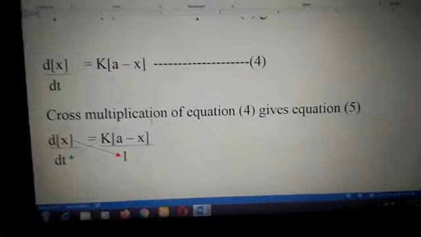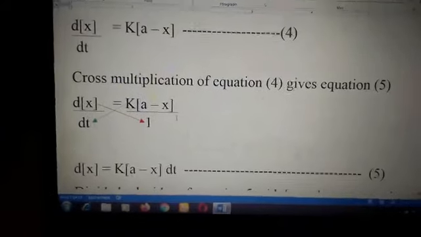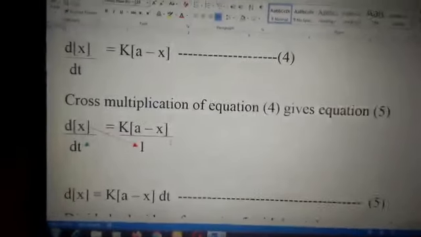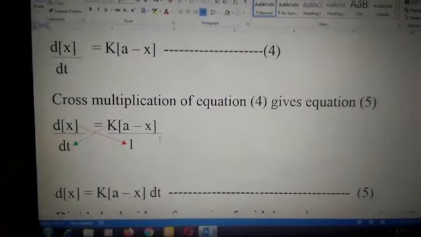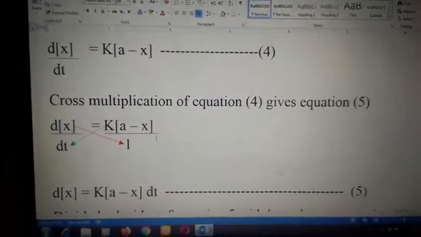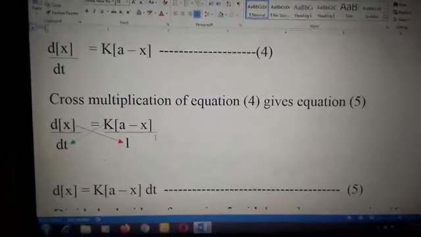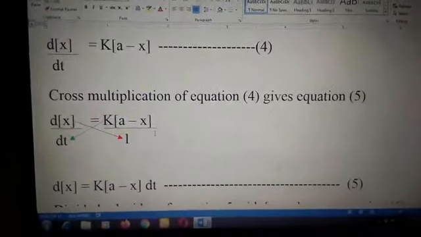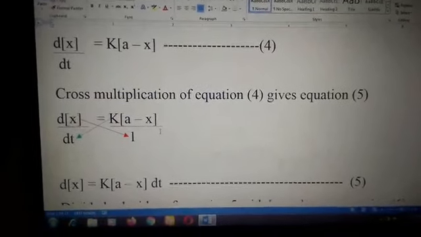Cross multiplication of equation 4 gives equation 5. Look at equation 4, then come down and see where the multiplication was done. We have ds over dt on the left hand side, k bracket open a minus s on the right hand side, and then of course the denominator of k(a minus s) must be 1. We place 1 under it and then do our cross multiplication.